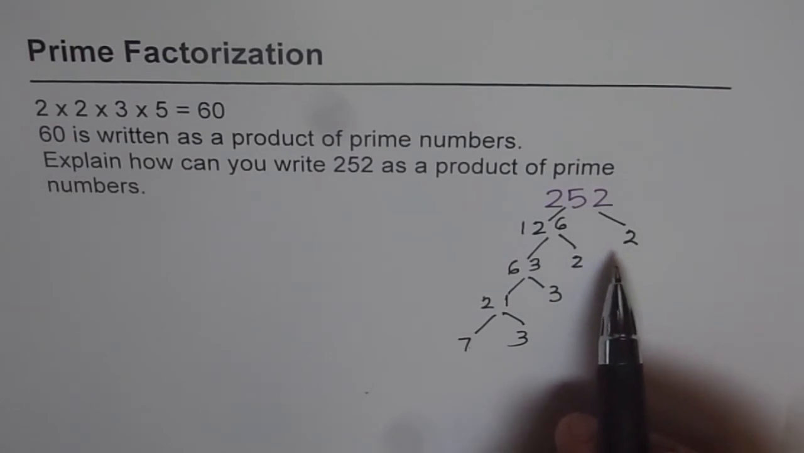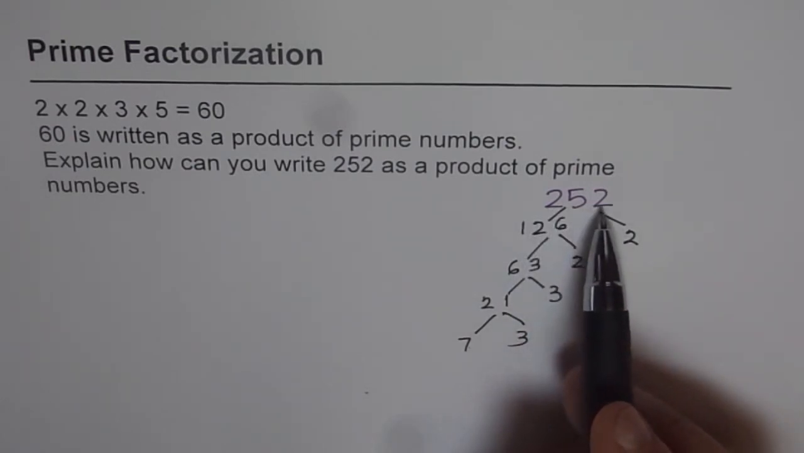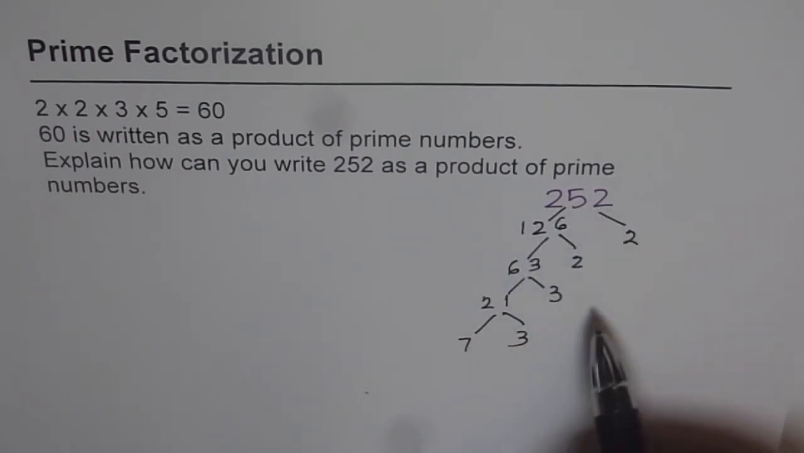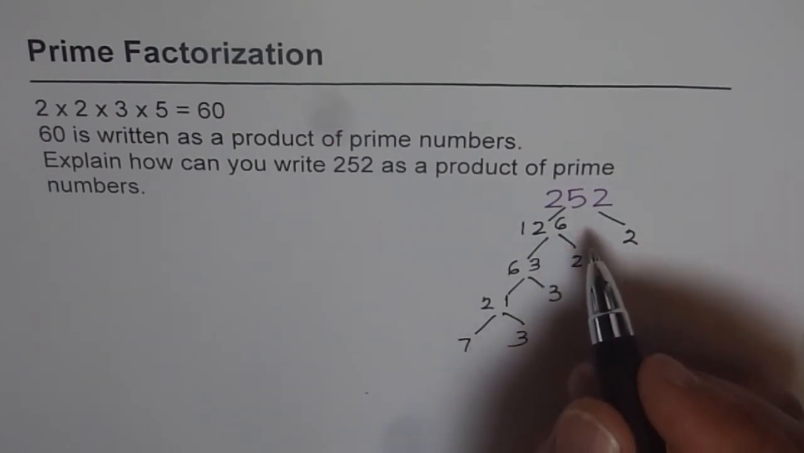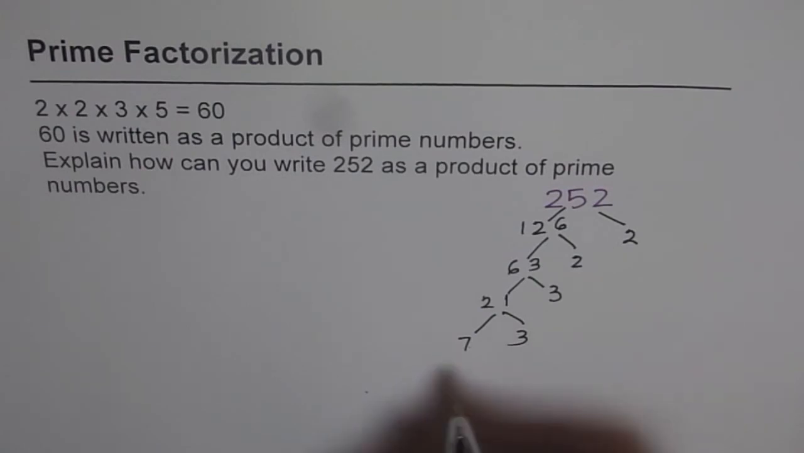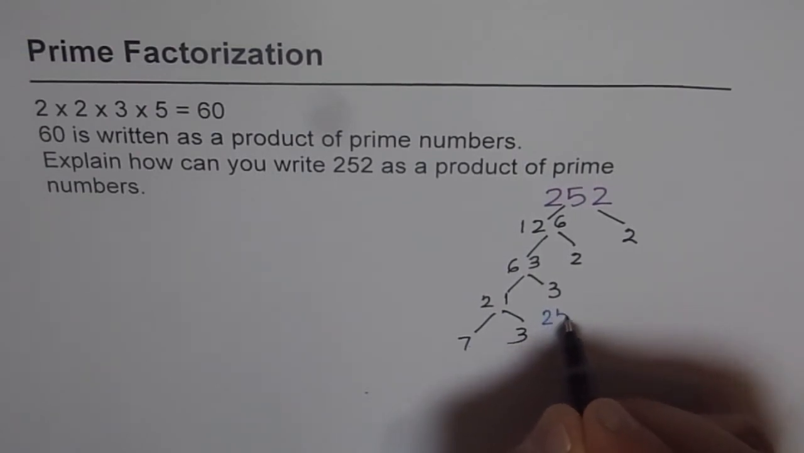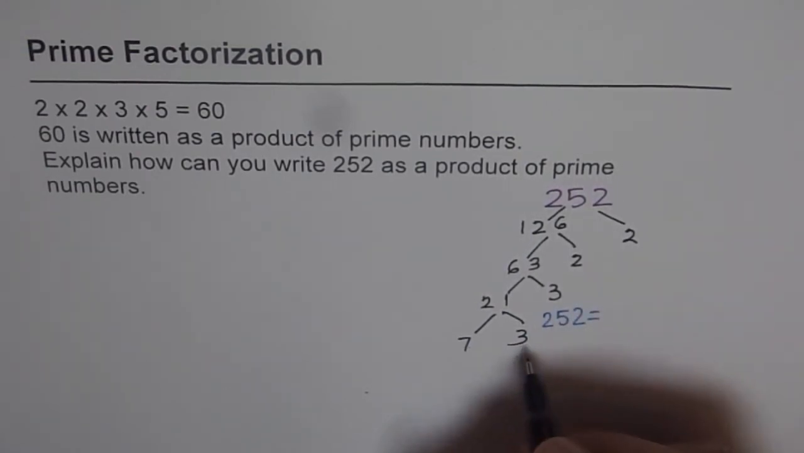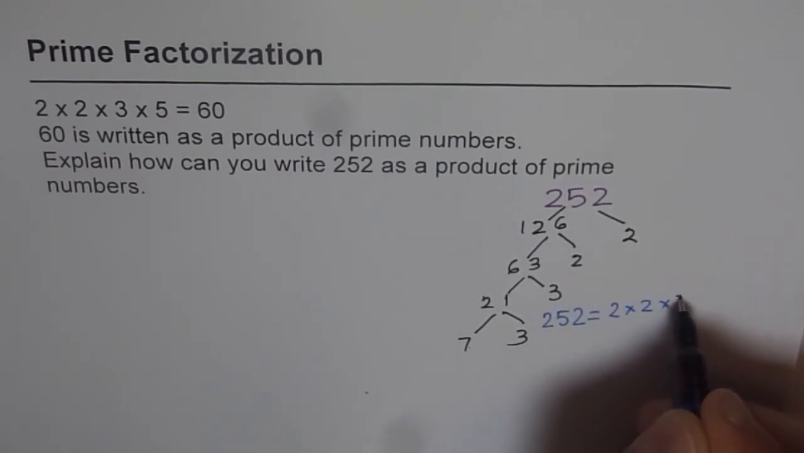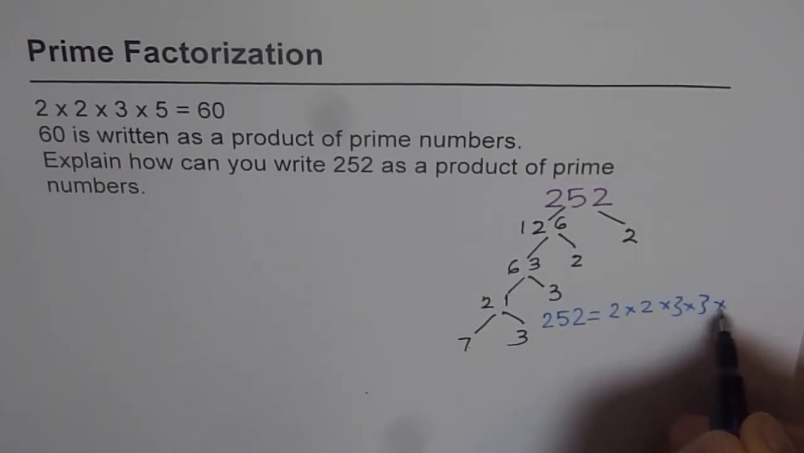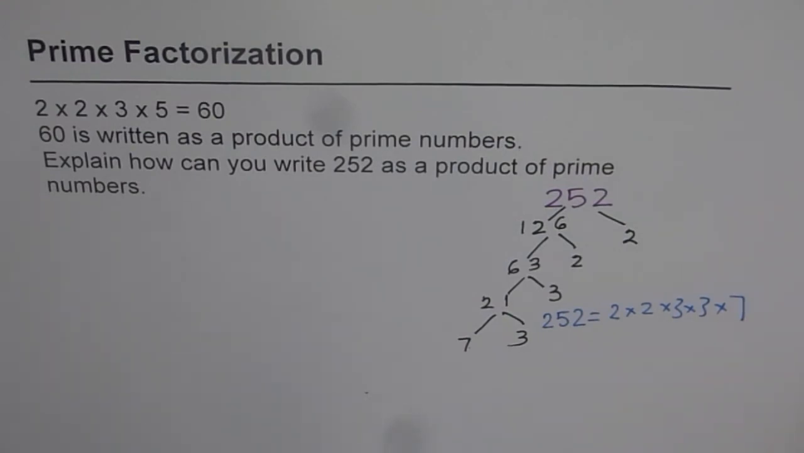And that is how we can write a number as a product of so many prime numbers. Do you see that? So now we can write this in a different ink here. 252 equals, we can start from here, 2 times 2 times 3 times 3 times 7, right? So that is 252.